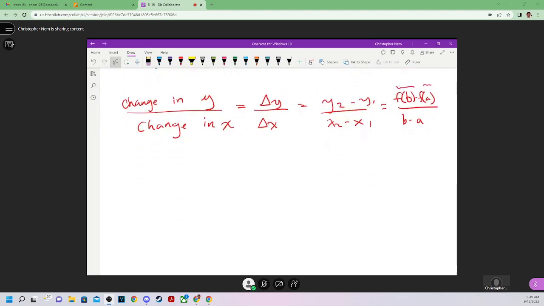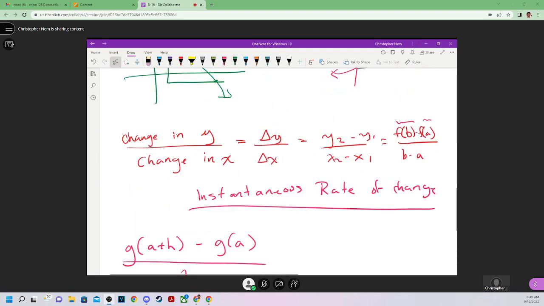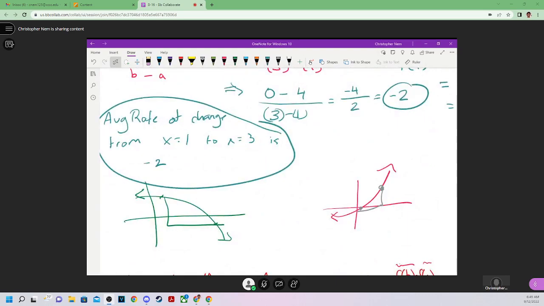So the last thing I want to talk about before we end it off is pretty much what is instantaneous rate of change. I'm not going to go into too much detail, but I want you guys to understand this because we'll work with something like g of a plus h minus g of a all over h. The problem with our average rate of change is that we're just averaging between 2 points. We are not able to find the specific slope or the rate of change. Another word for rate of change is speed. We're not able to find the speed of an object at that particular moment.